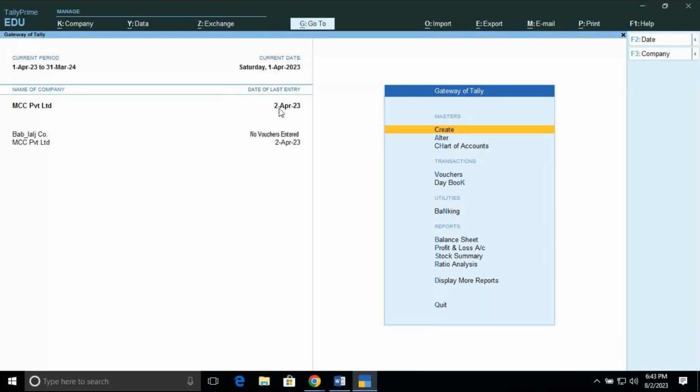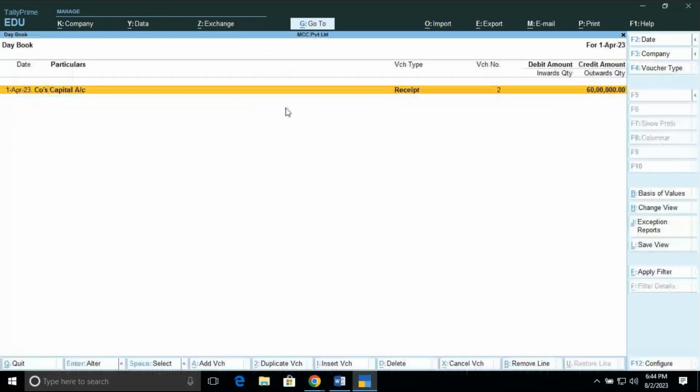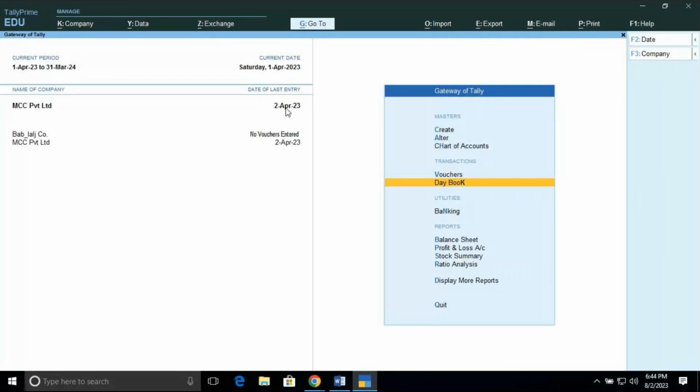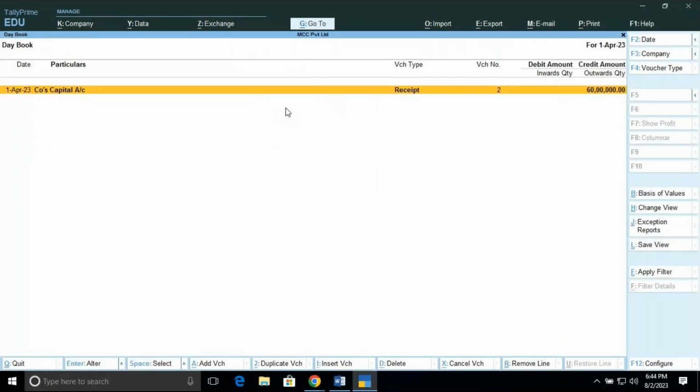I would like to have a look at the transactions which I have recorded. So how do I do that? I have to go to day book. Date of last entry is 2nd April. I go to day book. It is supposed to show me entries of 2nd April. Day book: whatever transactions you post will be there in the day book.